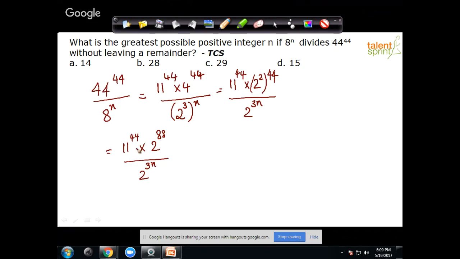Now see, you can omit this 11 to the power 44. So you have 2 to the power 88 by 2 to the power 3n. When you make this division, the denominator should be 1. So when does that happen? Now, what is 29 into 3? 29 into 3 is 87.